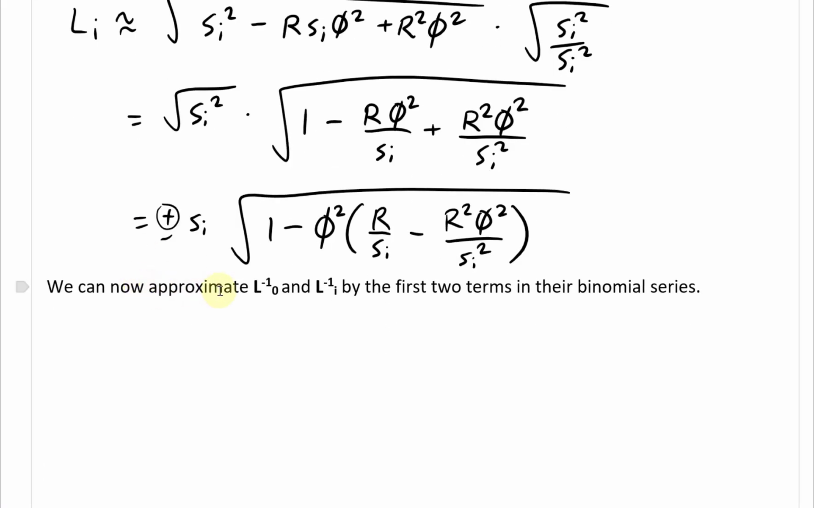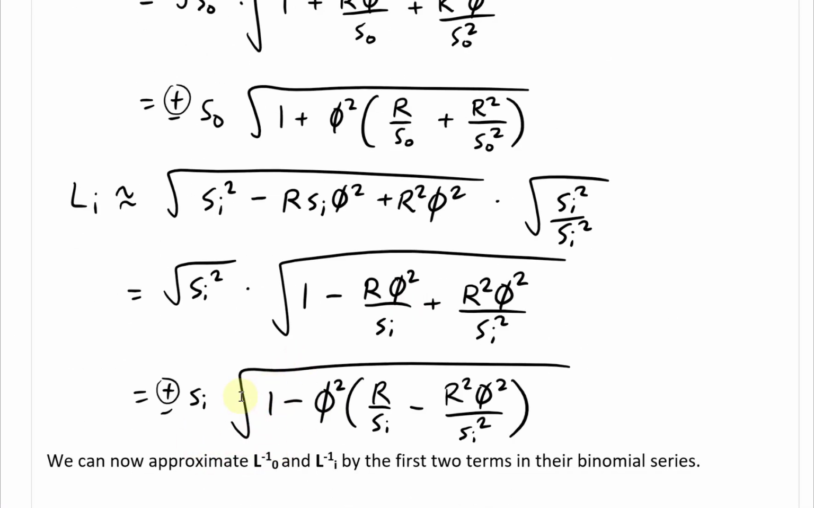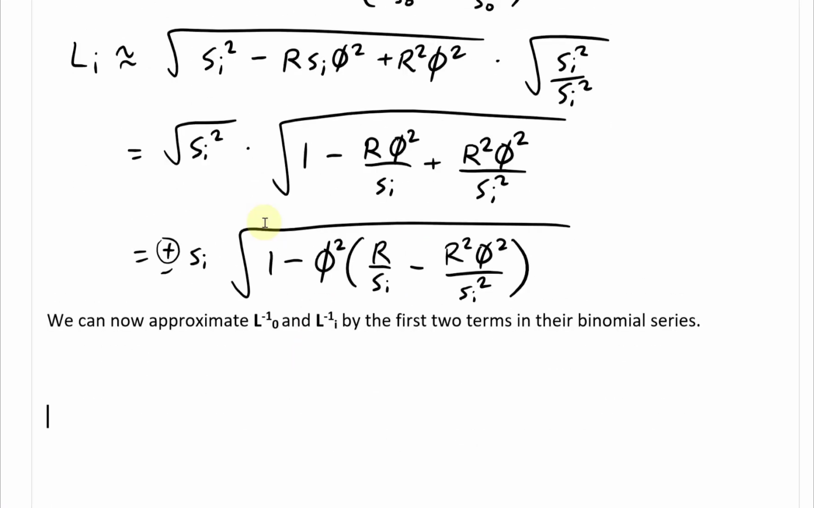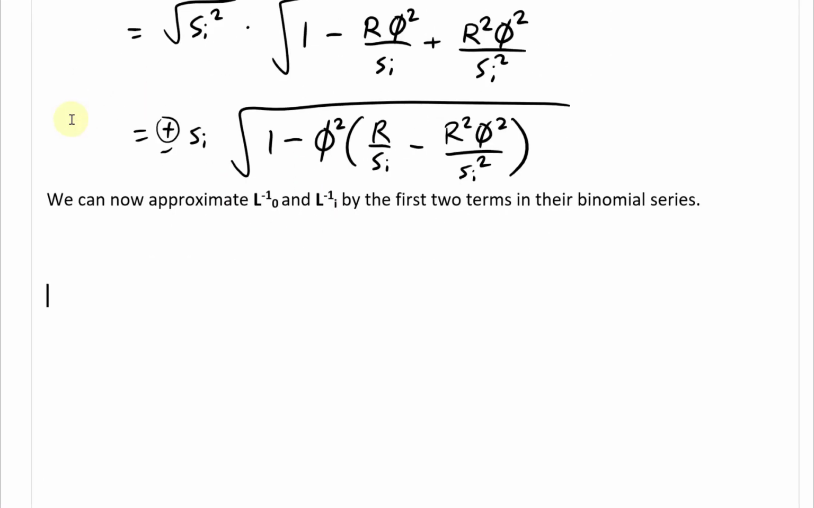Alright, so now we can approximate L naught to the power negative 1 and Li to the power negative 1 by the first two terms in their binomial series. As you can see, this looks like our 1 plus x, all to the power of k, but here the square root is the power of 1/2. But we want 1 divided by Li, so let's just do that right now. Let's do our Li to the power negative 1.